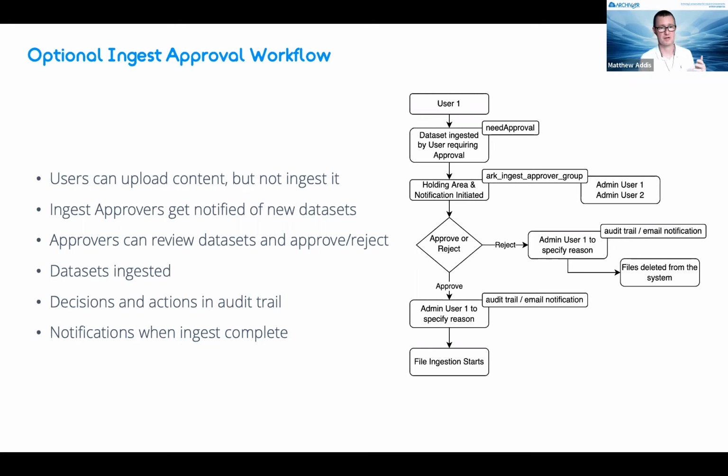So users can upload content, then the system can be set up so members of an approvers group will be notified that there are new data sets available. Those members of the approvers group could review those data sets and decide whether to approve or reject their ingest. If they're approved, the data set then continues through the ingest process, and the decisions on acceptance or rejection are included in our audit trail, and then users get notifications when their ingests are complete. So ingest can be really simple and self-service, or it can be mediated if needs be.